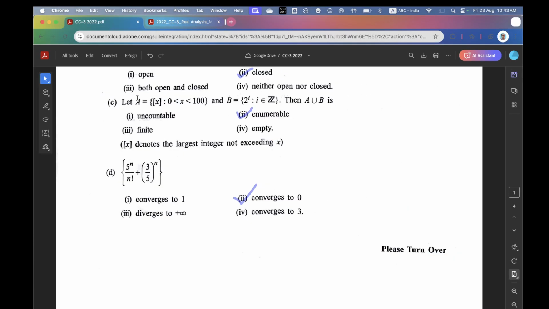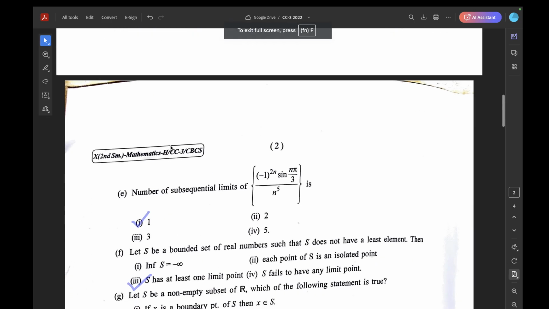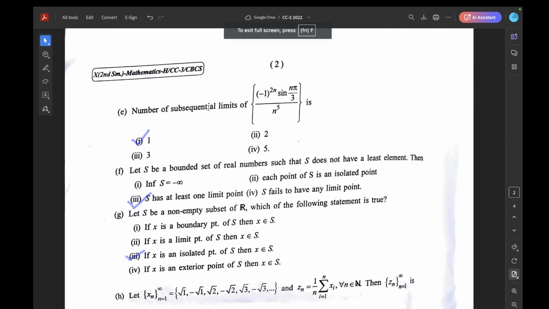Question E. Number of subsequential limits of this sequence (1 minus 1) whole to the power 2n, sine (n pi by 3), whole divided by n to the power 5. The number of subsequential limits is only 1.